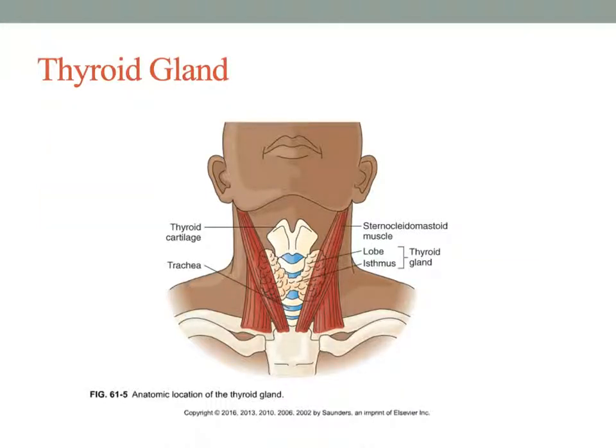This slide is just a reminder as to anatomically where the thyroid gland is. The thyroid gland is an endocrine gland. It's part of the endocrine system. Hormones secreted from the thyroid gland include T3, T4, and calcitonin. T3 and T4 are the thyroid hormones. Calcitonin is a hormone that aids in the regulation of calcium levels.